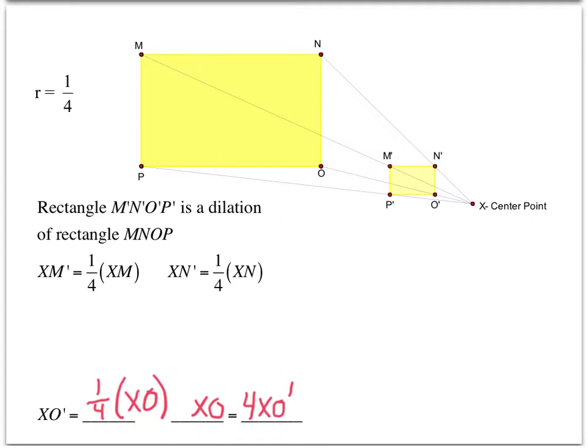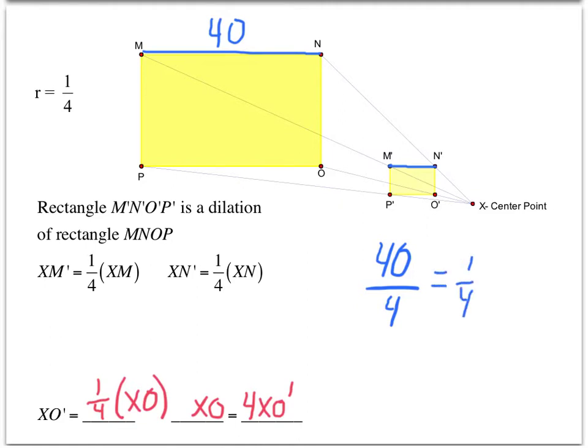So suppose that MN was equal to 40. How would you find M prime, N prime? Well, we know that this is a 1/4 reduction in size. So if we take 40 and divide it by 4, we take 1/4 of 40. Another way of writing that is 1/4 times 40. We get that this is equal to 10. So M prime, N prime is 10. So we can use dilations to solve for missing lengths of figures that are either shrunk or enlarged.